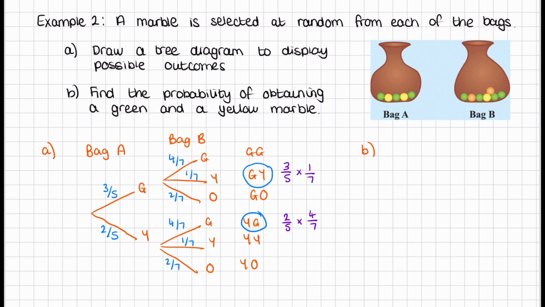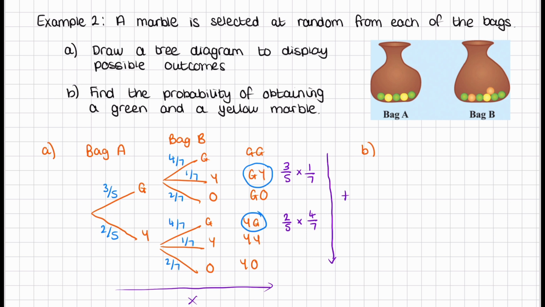So when we're working across a tree diagram, we always multiply. And then we have those two and we just add them together. And so then when we're working down with these probabilities here, we add. So going across, we multiply our probabilities. Working downwards, we add them together.